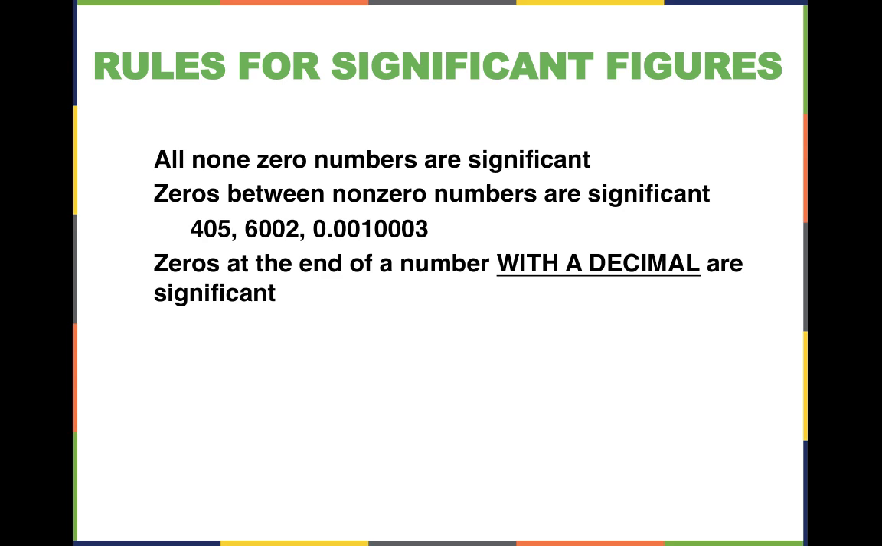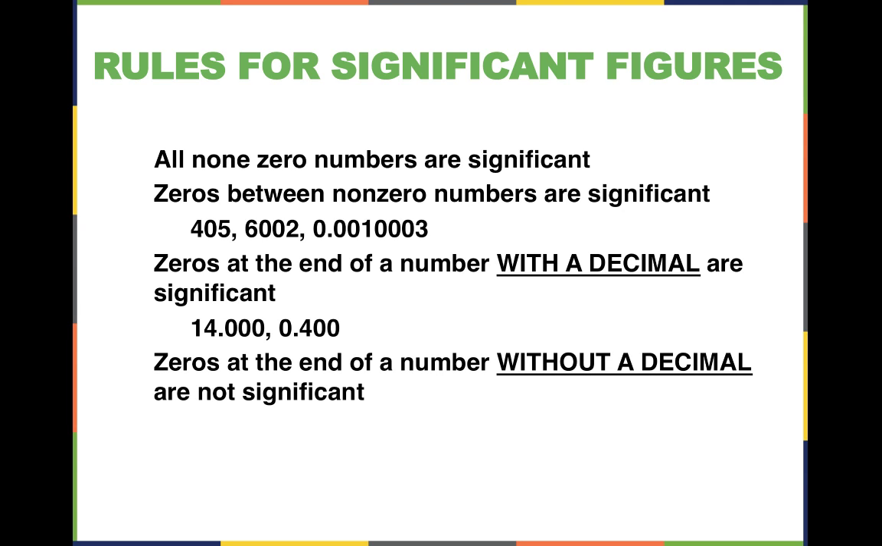Zeros at the end of the number with a decimal are extremely important, and they are significant. And so here we have 3 zeros at the end of this 14. There's a decimal here, and so those 3 zeros are all significant. The next one shows 2 significant zeros and 1 non-significant zero. The first 0 is not at the end, and so it's still not significant. But the other 2 are at the end, and there is a decimal present, and so they are significant.